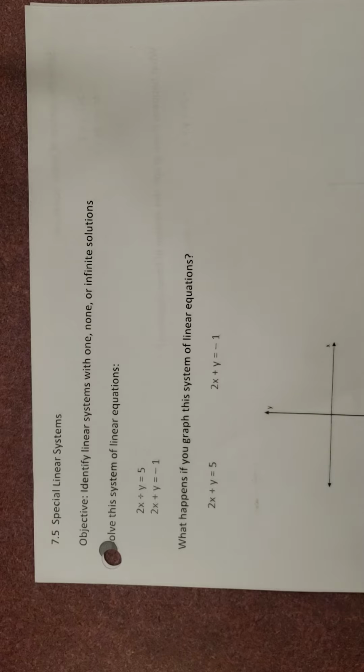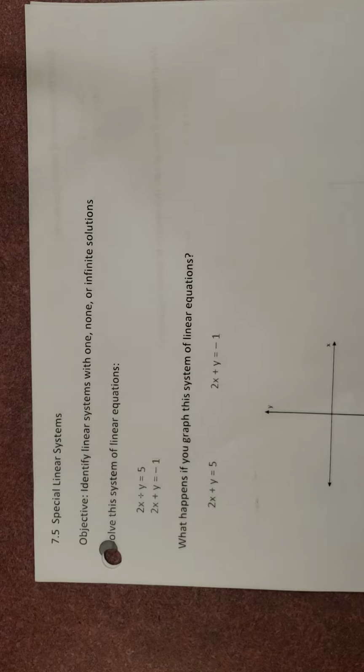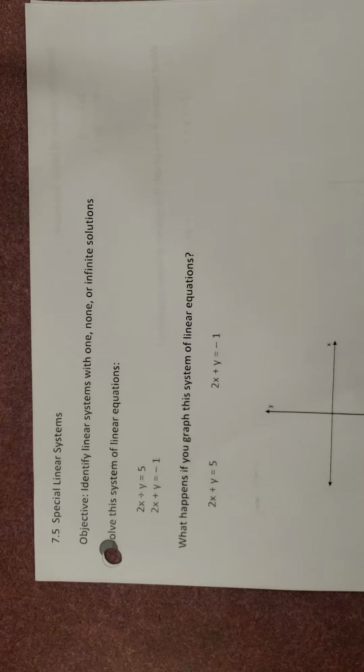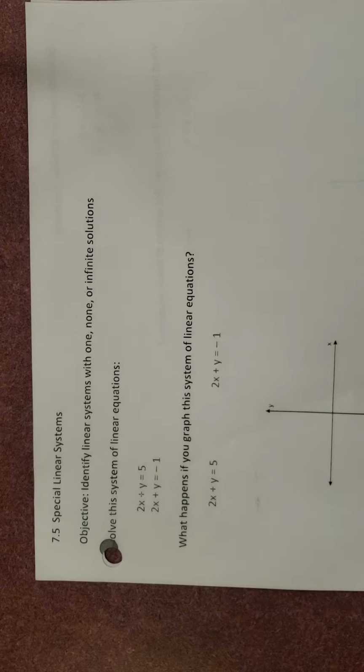We've been talking about systems of equations and solving them, and today we're going to talk about what happens when something strange comes up, when we have been solving correctly, doing our math right, but things don't quite work out right, and what does that mean?